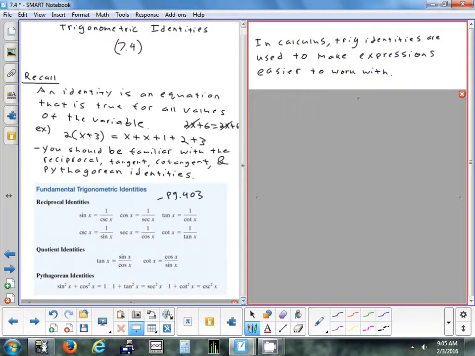So calculus is where you see more of the applications of identities, okay? But again, I'm not going to get into that as much here.